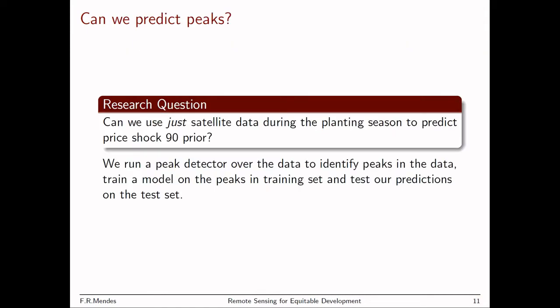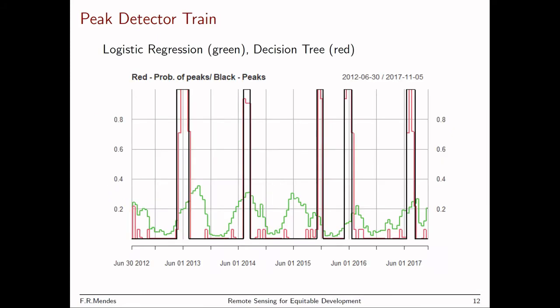Now, if you recall, our original research question was actually to predict the price shock, and the previous analysis allowed us to know that there is a relationship. So can we actually go ahead and predict a price shock itself? And so we run a peak detector and we check, based on our train and test sets, whether we can build a classifier that can classify peaks.